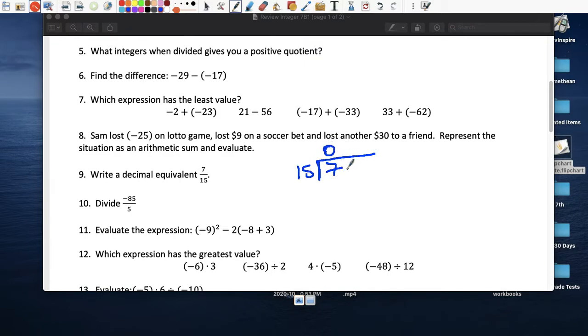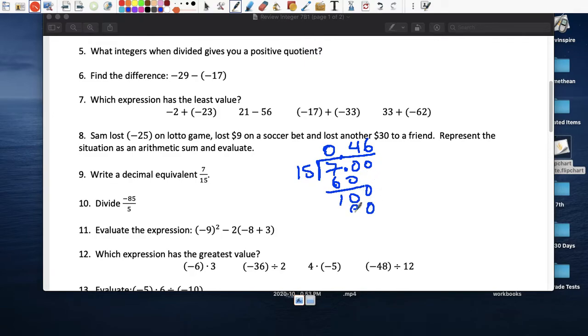Well, it doesn't go here. So 15 goes into 74 times, which is 60. Subtract, bring a 0 down. 15 goes into 90 6 times.